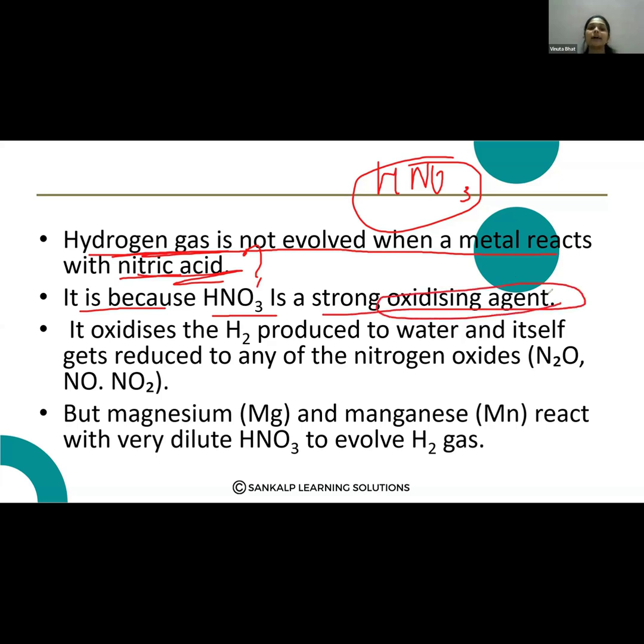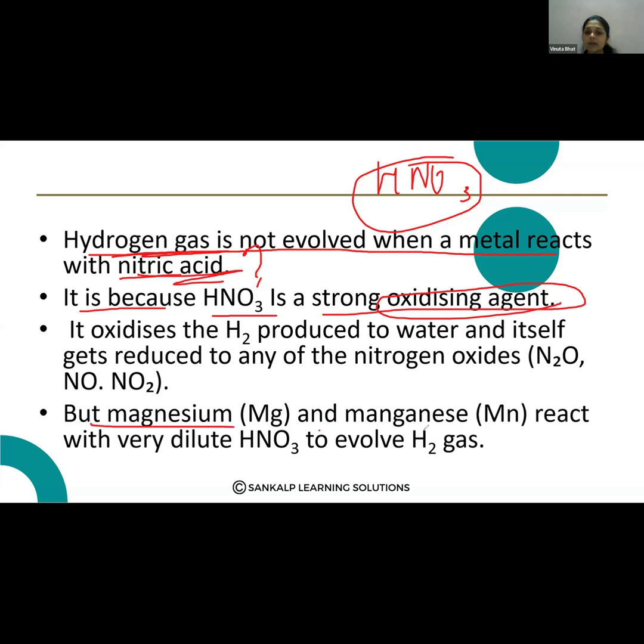What does HNO3 do? It oxidizes the hydrogen produced to water. And itself gets reduced to any of the nitrogen oxides, that is N2O, NO or NO2. So in this way the hydrogen gets oxidized.